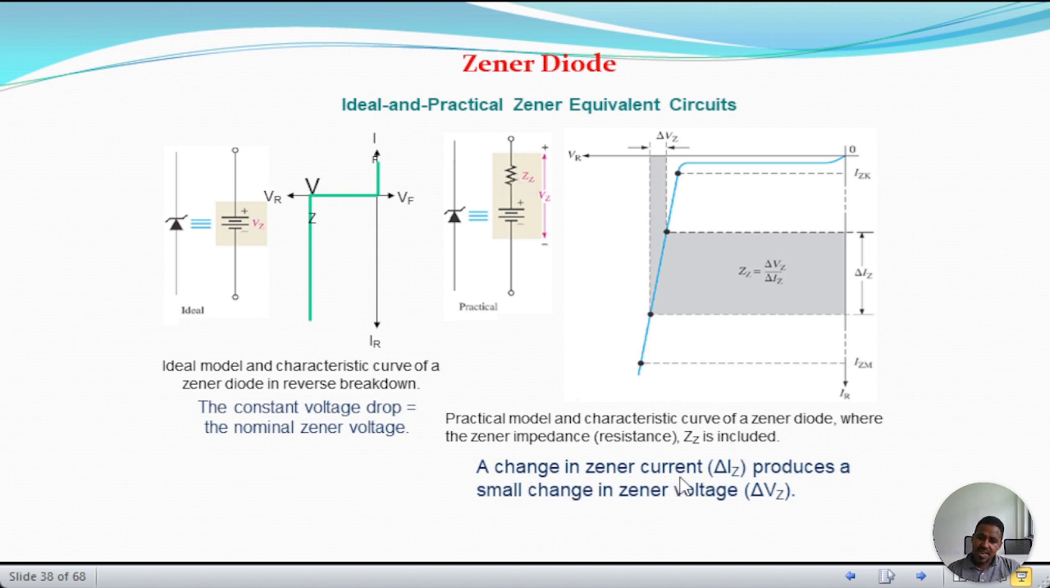A change in Zener current produces a small change in Zener voltage, so the current increases drastically. It looks like that. So this is the ideal Zener diode, and this is the practical Zener diode characteristic.